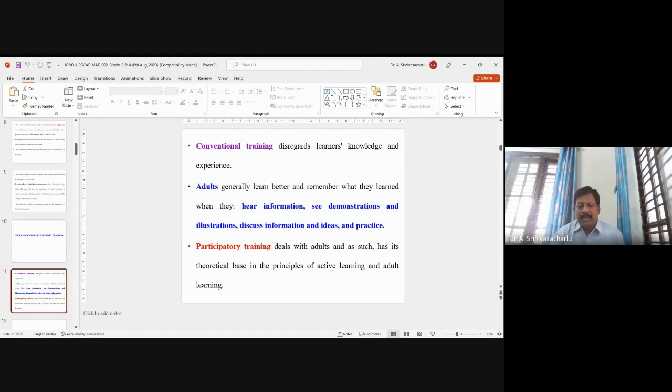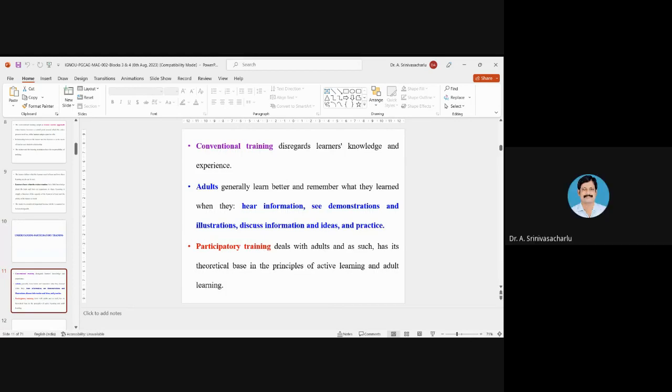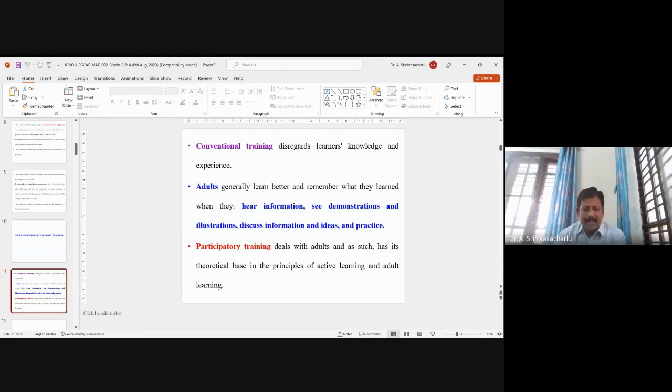That means the trainer, you are a trainer, Mr. Krishnan, because you are doing this course certainly to interact with the local community, right? And you want to give adult education, right? Yes, sir. So participatory training is more suggestible compared to conventional training, right?